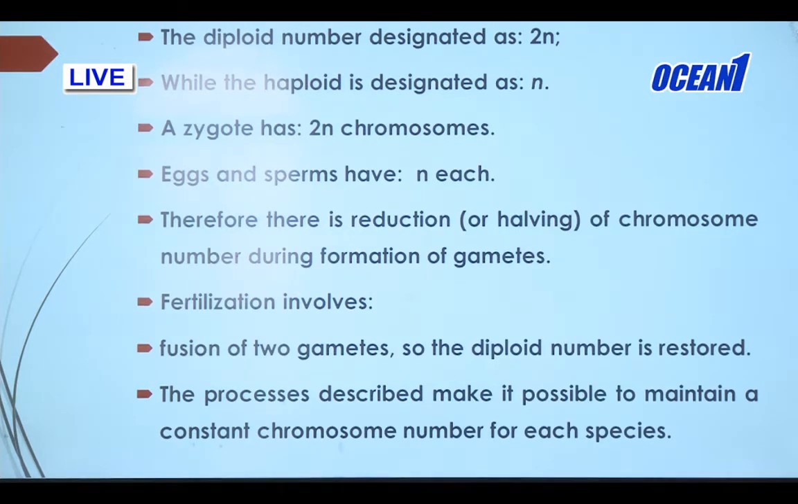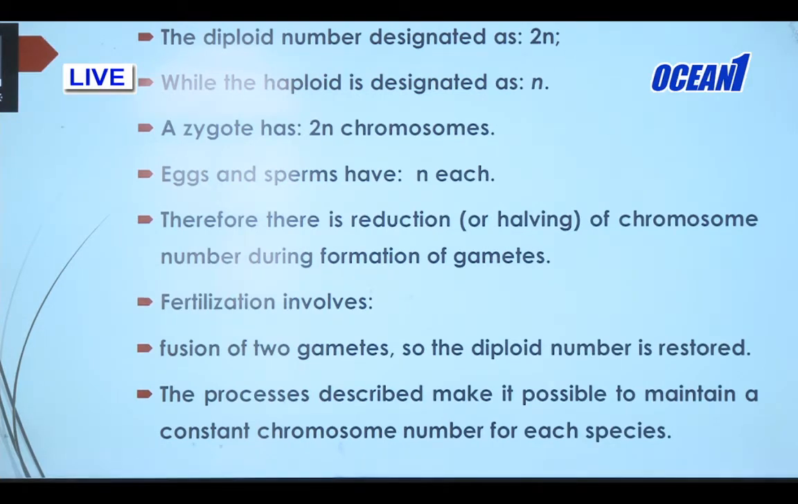Each of the sperms will have what? 1N. Therefore, there is reduction of chromosome number during formation of gametes. So this is what we have shown during the formation of gametes. Now, the issue is that we know that individuals, especially higher organisms, exist as a diploid. But here is the case in the egg and in the sperm cell, or in the gamete cells, we have only haploid. So what then happened?